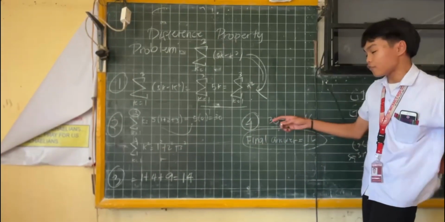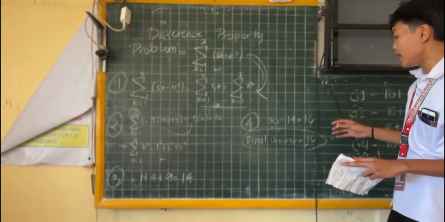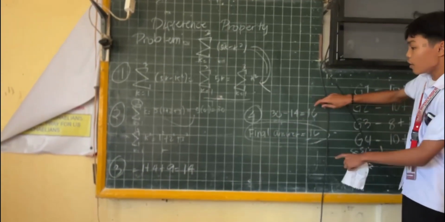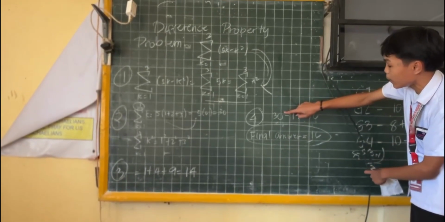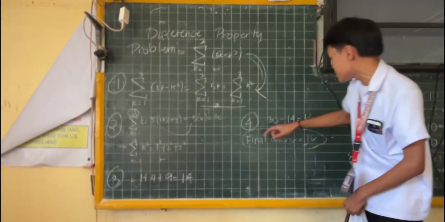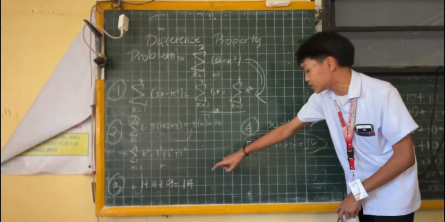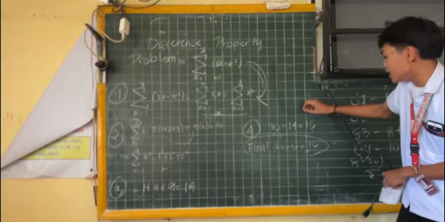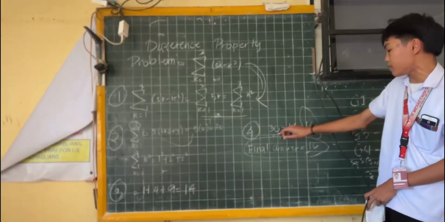And step 4 is we need to total and get the final answer. This 30 is the answer from step 2, and this 14 is the answer from step 3. And the final answer is 16, which is 30 minus 14 equals 16.